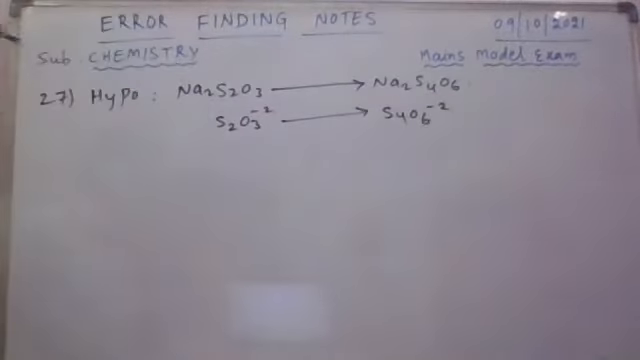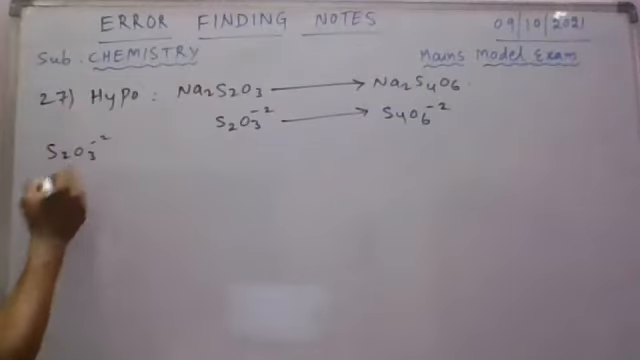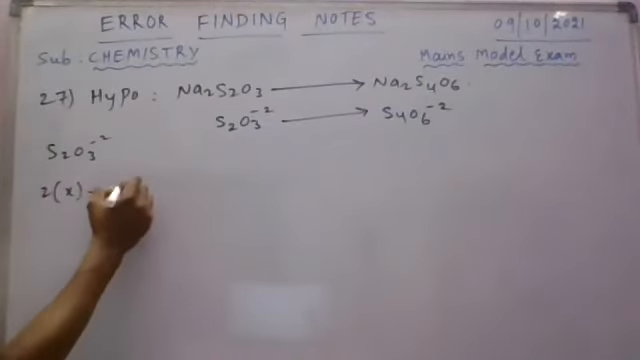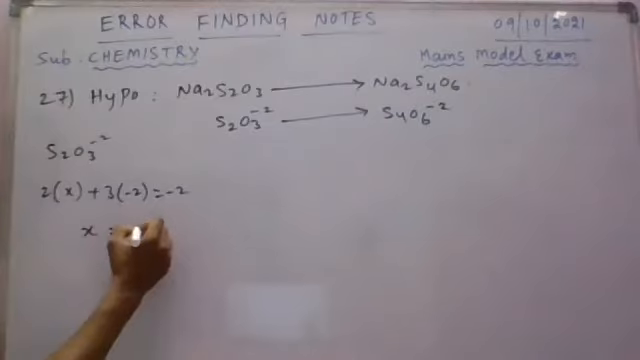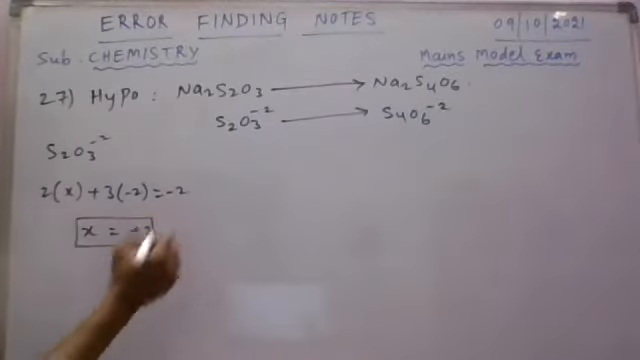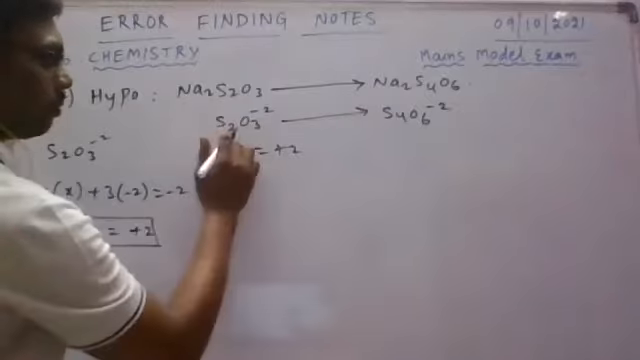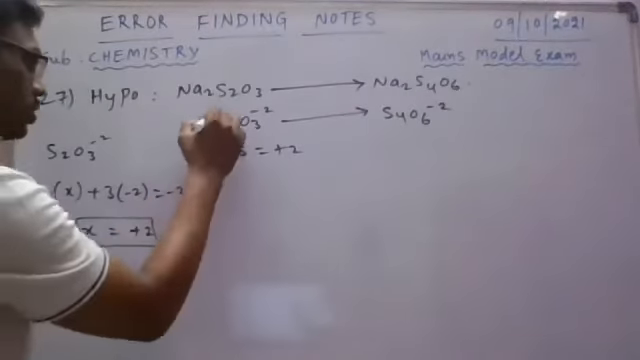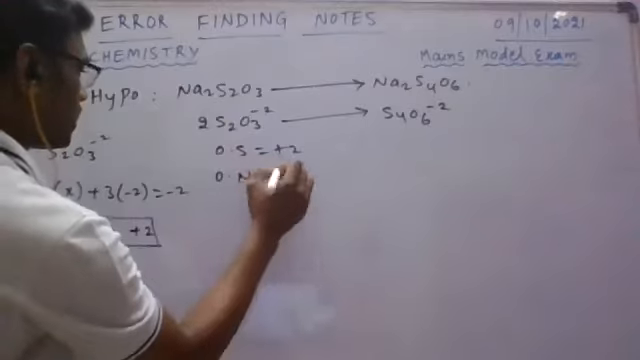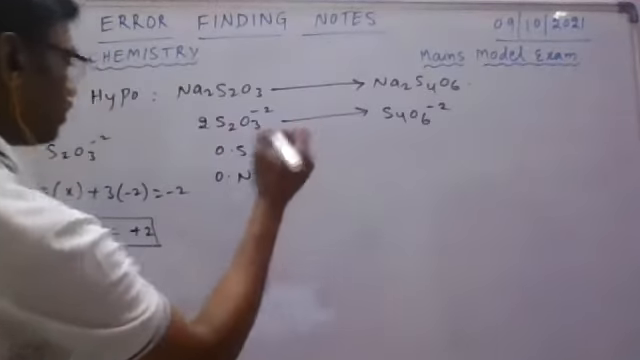S4O6 minus 2. If you calculate the oxidation state of S2O3 minus 2: 2 into X plus 3 into minus 2 is equal to minus 2, X is equal to plus 2. Oxidation state plus 2. Here balance this. Here this side 4 sulfur atoms, here this side 2, so you should multiply with 2. Here oxidation number is 4 atoms into plus 2, plus 8.